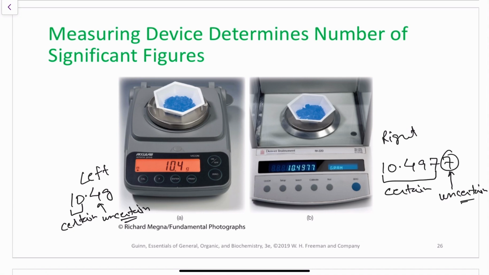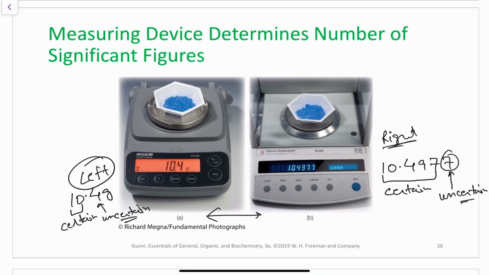But what's the difference between the two measurements over here? The right side measurement is more precise because you have more decimal places. That means you can say the amount of that particular salt is 10.497 with certainty. You can be more precise. But on the left hand side, for the same salt, the mass is 10.4, which is less precise because you have fewer digits, right?